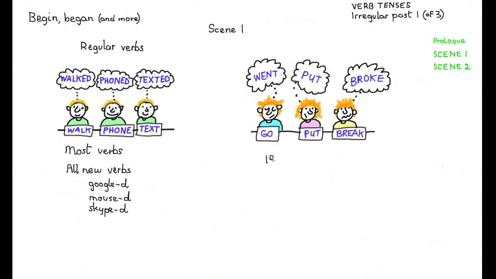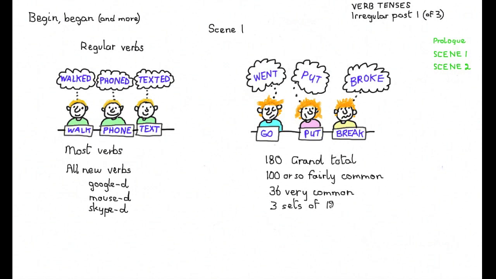Now, a couple of things I want to say about that. The first thing, the good news, is that there are roughly 180 irregular verbs in grand total, so it's not that many. In fact, of those, quite a few are not so common, but about 100 or so are what I would call fairly common. And of those, I've chosen 36, which I see as very common. I've divided them into 3 sets of 12 each. So in this video, you're going to get a chance to look at the first set of 12. And here we go. Let's move on to scene 2.